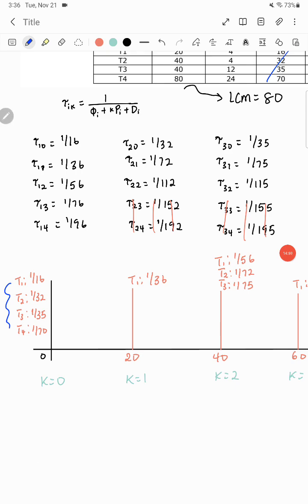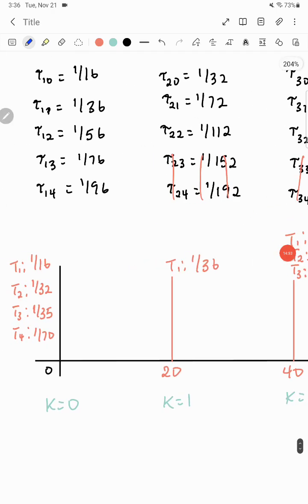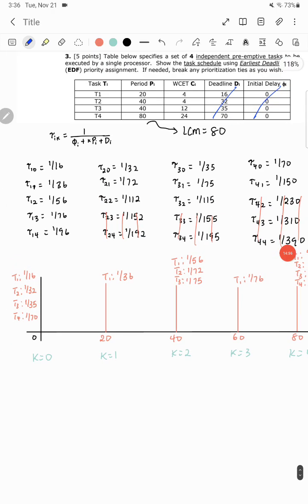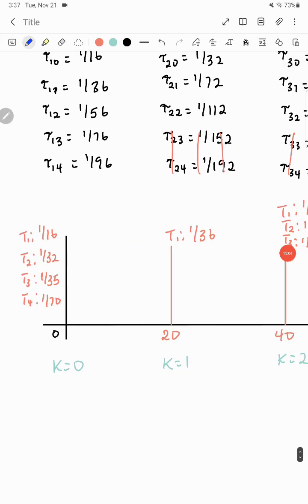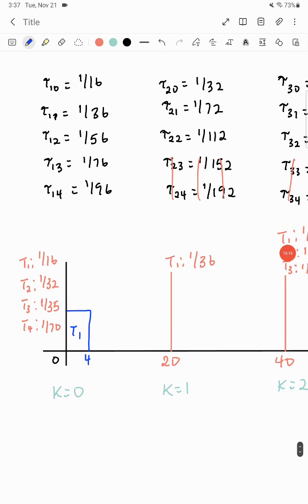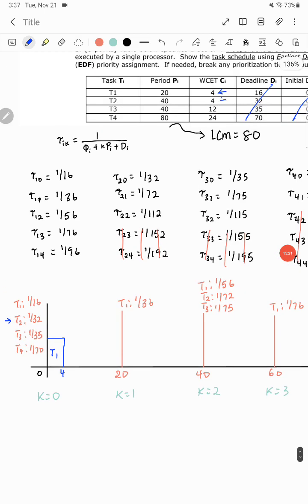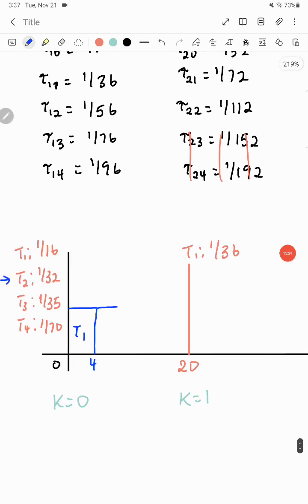Okay, so the highest priority level here is T1. So we're going to start executing T1. T1 takes 4 periods or 4 clock cycles, whatever you want to call it, to be executed. So we're just going to do 4 here. Let's assume this is 4. Sorry, my diagram is not drawn to scale, but this is T1 here. Okay, so now the next one with the highest priority level is T2, right? So T2 takes 4 periods to be executed, so kind of the same thing.